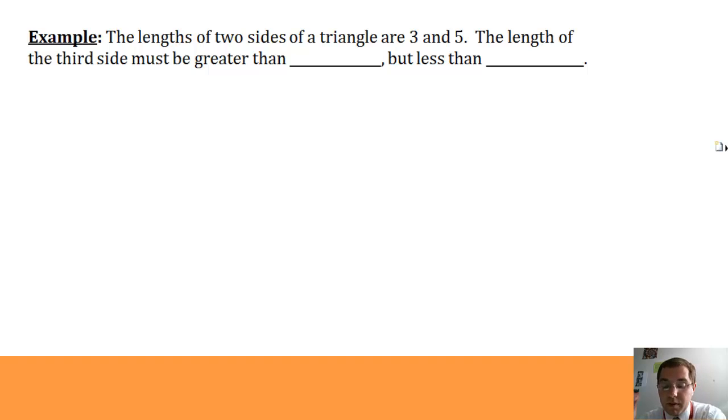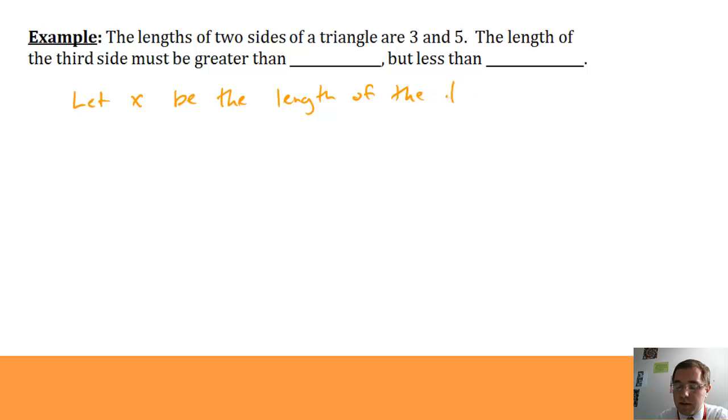Here's an example. If the lengths of two sides of a triangle are 3 and 5, then the length of the third side must be greater than what number, but less than what number. So we know two sides. We should be able to say a range for what the third side can be, knowing this theorem we just looked at. So let's say let x be the length of the third side, which is what we're interested in.